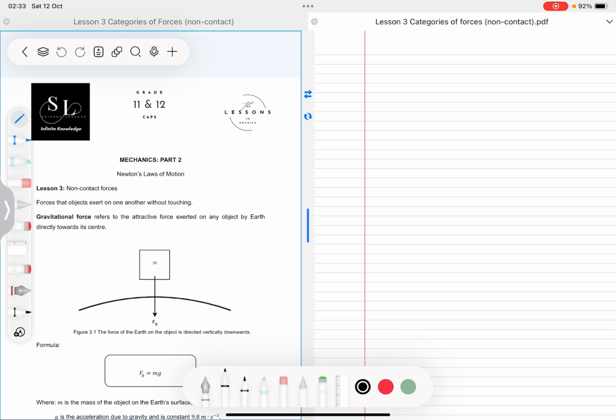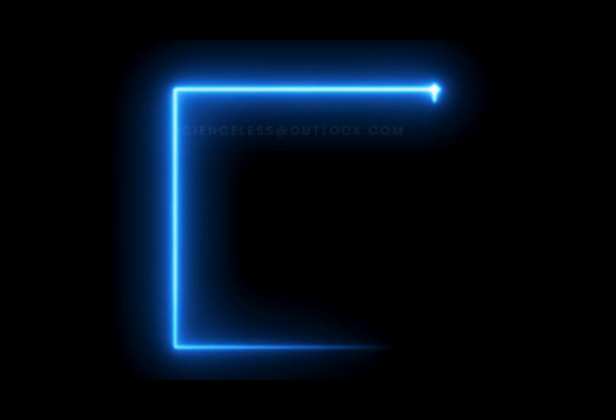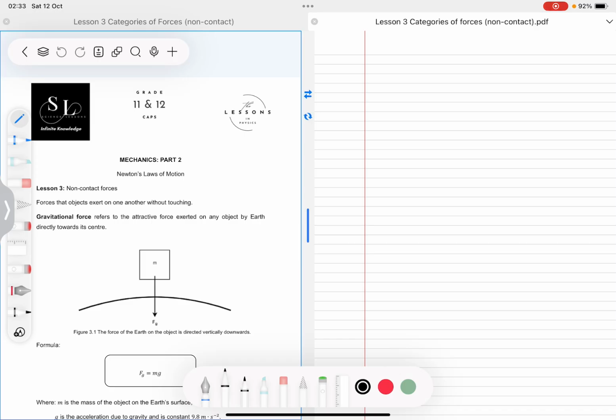Next lesson following the previous lesson is non-contact forces. This is still part of the categories of forces, where we're looking at the types of forces that we have. So another type of force that we have really is non-contact forces. Non-contact forces are really the opposite of contact forces.